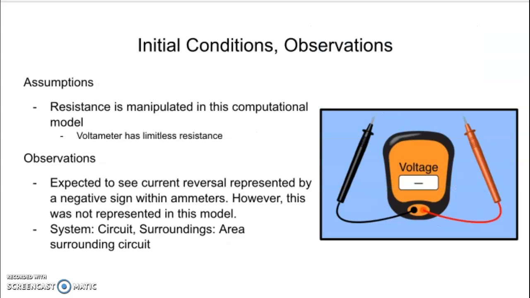So, some initial conditions and observations. One assumption we had to make is that resistance is manipulated in this computational model. Basically, the voltmeter has limitless resistance. One observation we wanted to note is that within this model, an ammeter doesn't have a negative sign when current's reversed. And the system is a circuit, and the surroundings is the area surrounding the circuit.